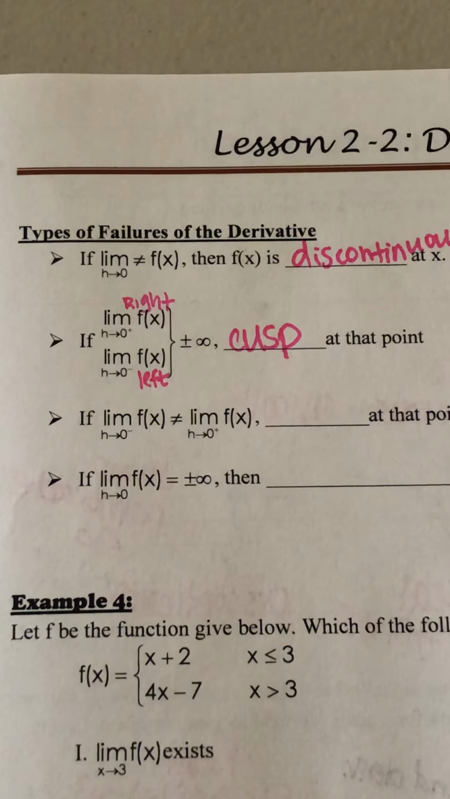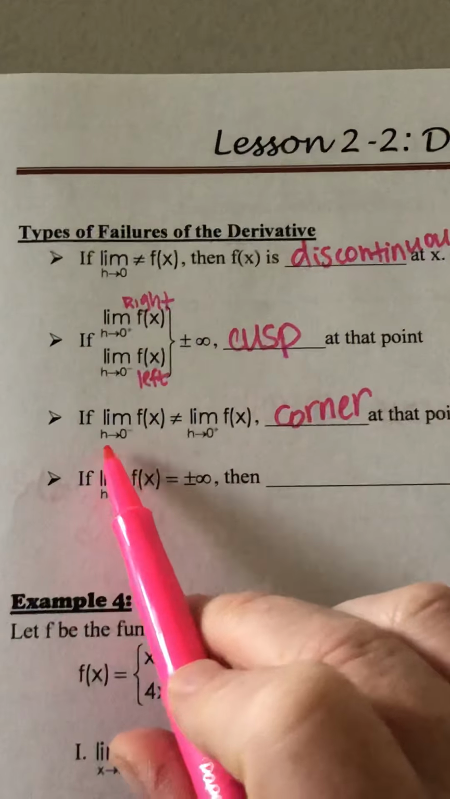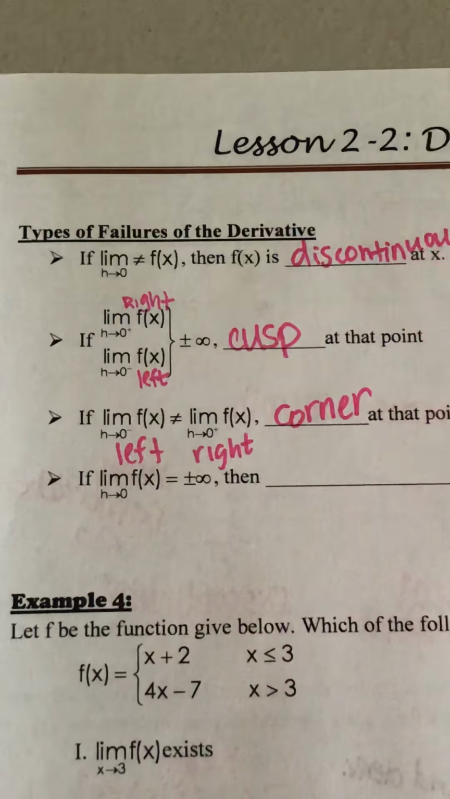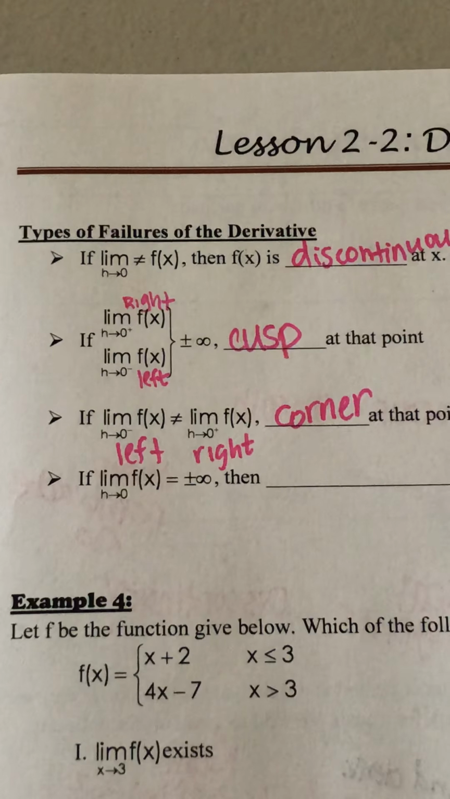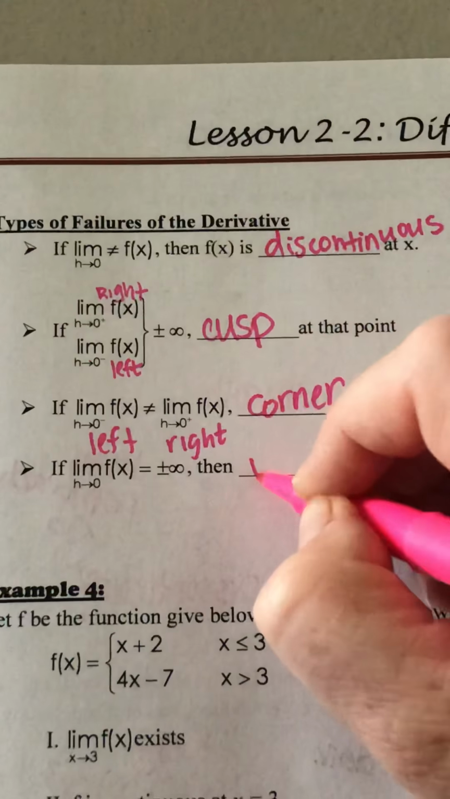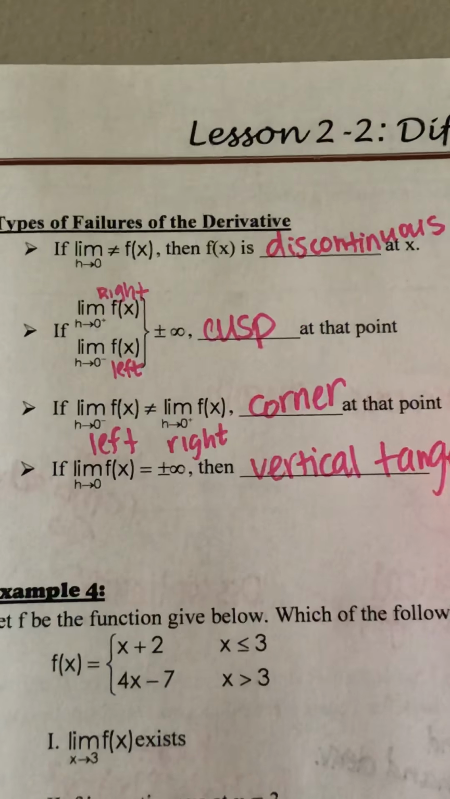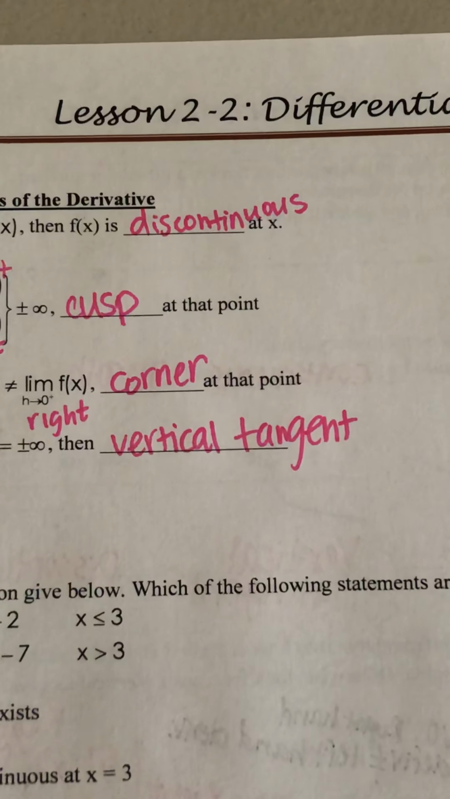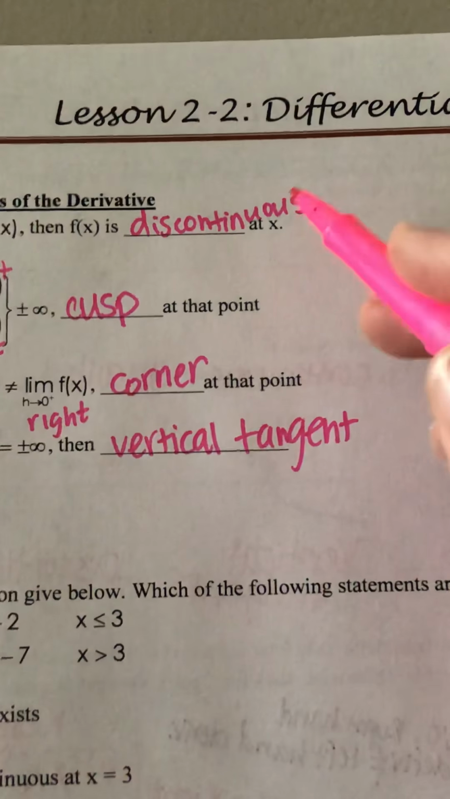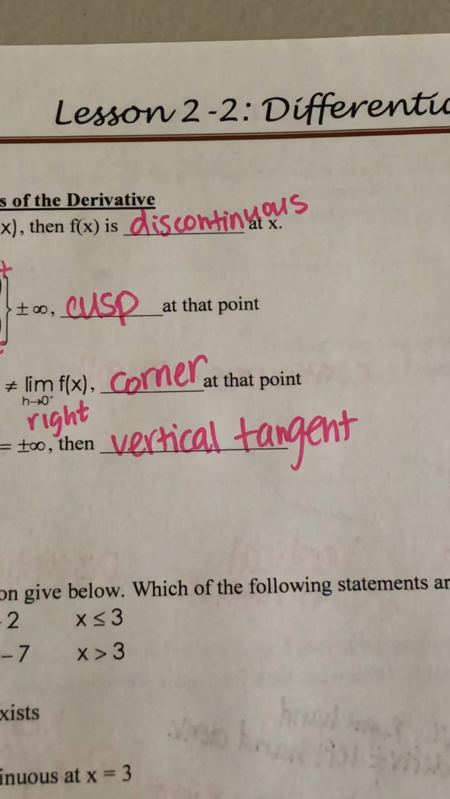So the next one is a corner at that point. And this is what I was confusing. Where the left side does not equal the right side, that will be a corner. And then if you're just taking the limit and you're getting positive or negative infinity, then it's a vertical tangent. Those are your types of discontinuities. Well, not necessarily discontinuities, but where your derivative will not give you a value.